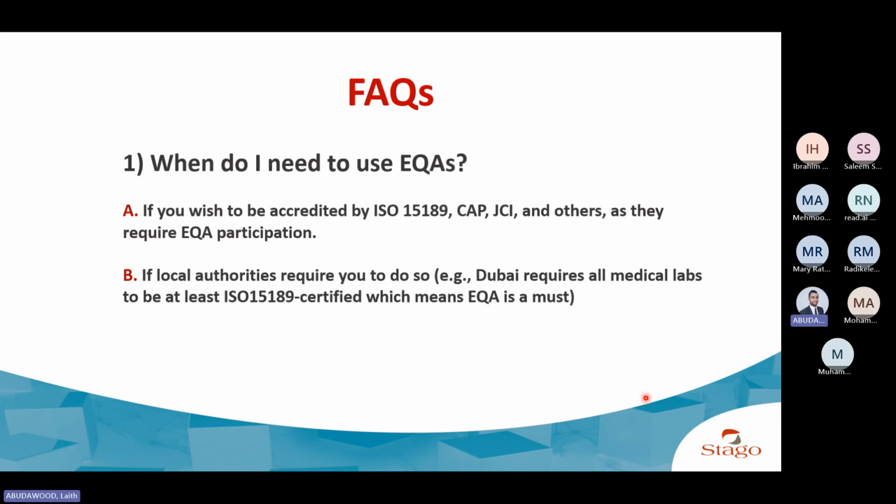The first reason is if you have an accreditation by ISO, by CAP, by JCI, by RCPA. It depends on your country and your accreditation. The other reason is if your local authorities require you to do so. For example, in Dubai, all labs are required to have an ISO 15189 accreditation, and that requires you to use EQA. So because your local authorities require it, you have to get an EQA to pass.